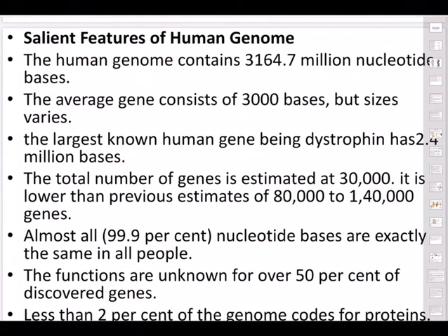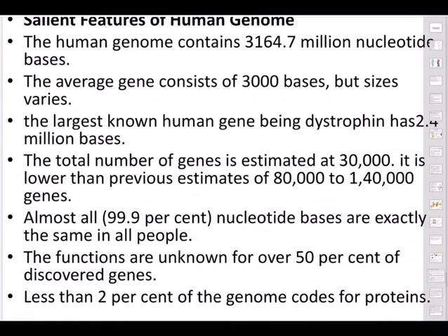Salient features of the human genome. The human genome contains 3,164.7 million nucleotide bases. The average gene consists of 3,000 bases, but sizes vary. The largest known human gene, dystrophin, has 2.4 million bases. The total number of genes is estimated at 30,000. It is lower than previous estimates of 80,000 to 1,40,000 genes.